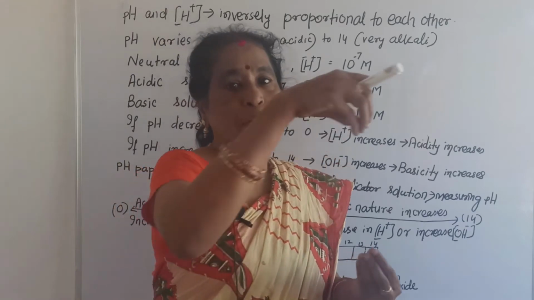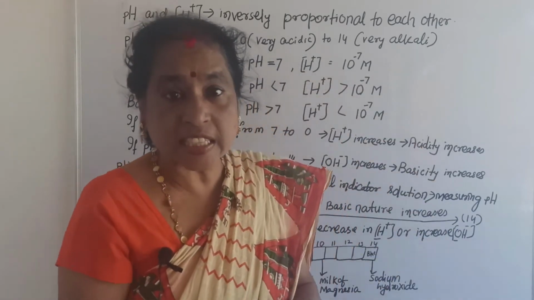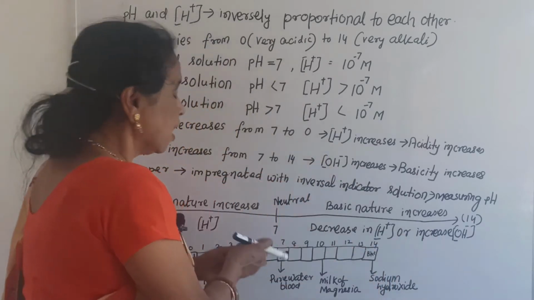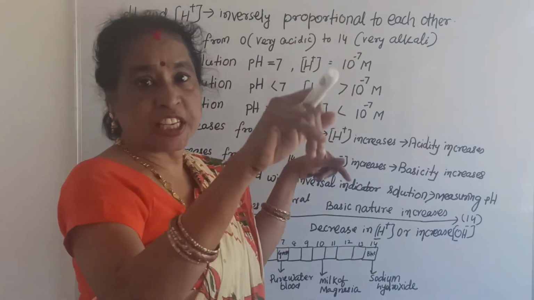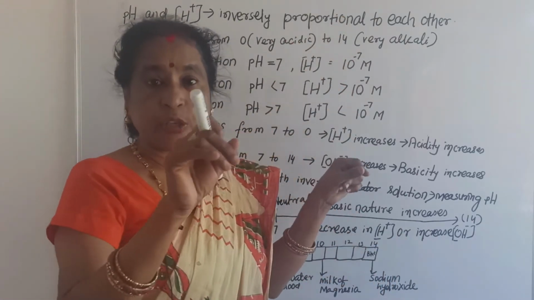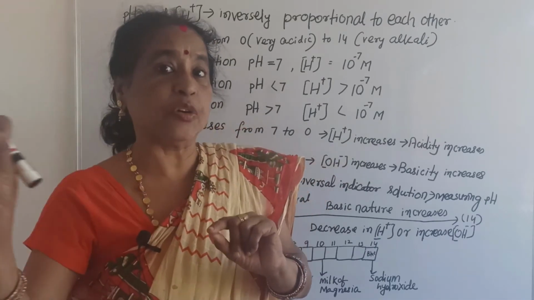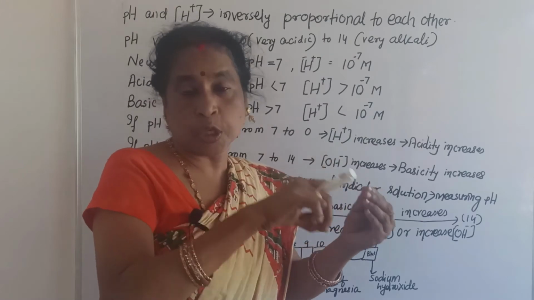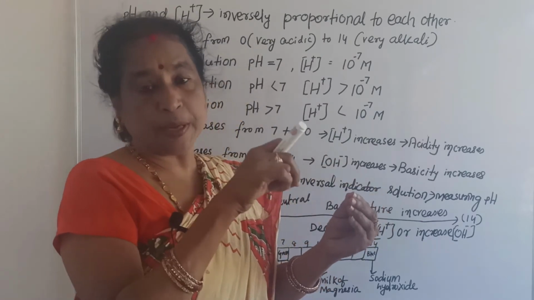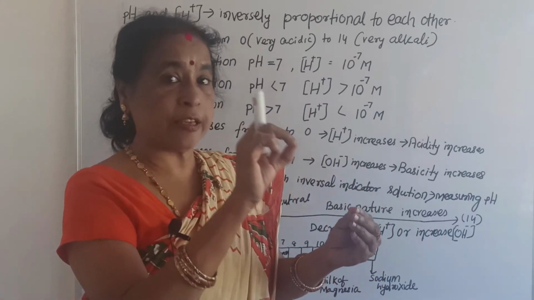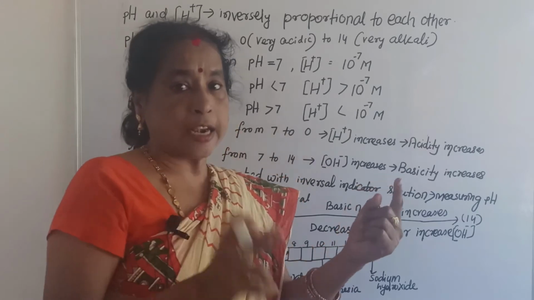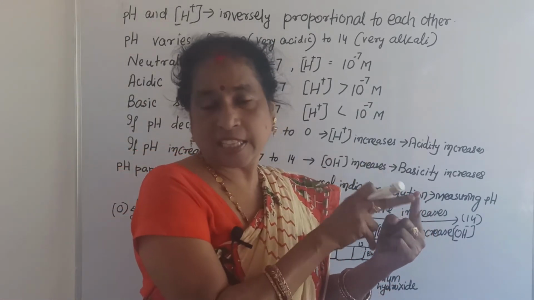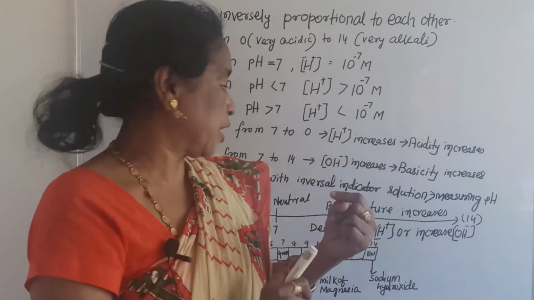You dip the pH paper in a solution, whether it is acidic or alkali, then see the color and match the color in the pH measuring scale. The measuring scale is one where the colors are denoted, and from that color you match your solution. That means dip the pH paper in the solution, see the color of the pH paper, and match it with your pH measuring scale where the colors are denoted.